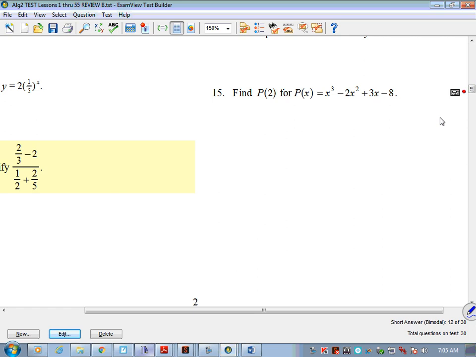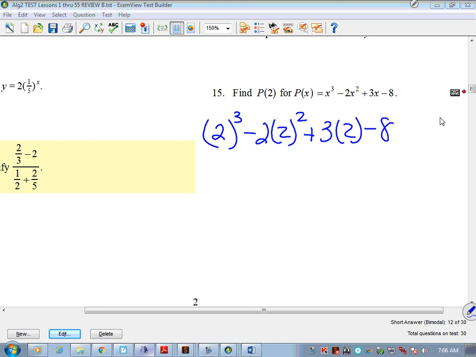Number 15 comes from lesson 51, using synthetic division. You don't actually use synthetic division here. This is really just a matter of plugging in 2 for your x, but this is the work that I'd want to show. I'm going to use parentheses everywhere where I see x, and put that 2 on the inside.